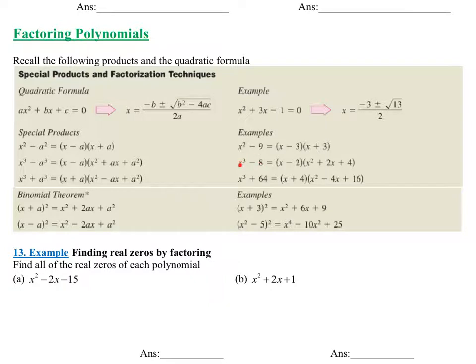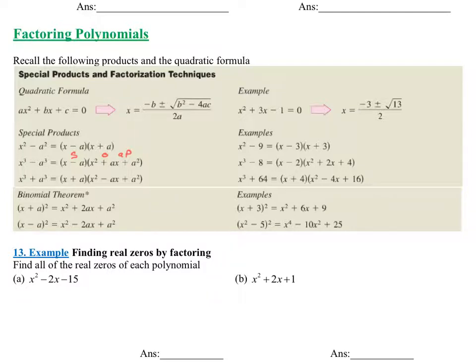Sums and difference of cubes. You need to remember the formula for sums and difference of cubes. That's what the next two are right there. If you don't know these formulas right now, I highly recommend that you write them down. There's some sayings to help you out with memorizing them. It's SOAP is the saying. SOAP stands for same, opposite, always positive.